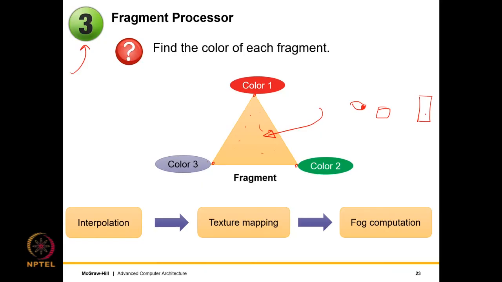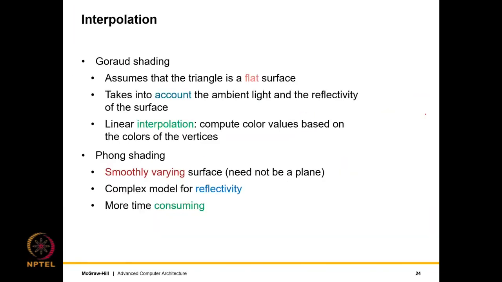So what are the three sub-stages here in the fragment processor? Interpolation, which is finding the color within the triangle, texture mapping, and fog computation. So for interpolation, there are two shading stages. It's called Gouraud shading and Phong shading. Gouraud shading is simpler, Phong shading is more difficult.